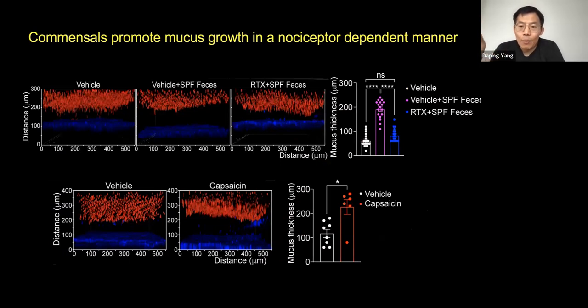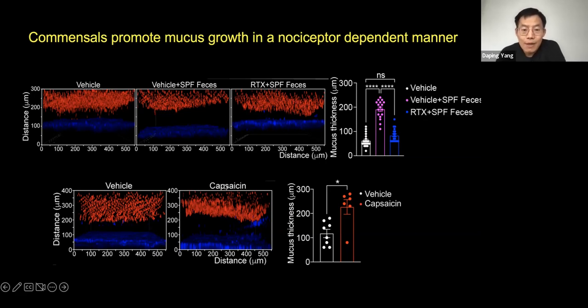Consistent with the CGRP upregulation, we also found that the mucus layer is increased after fecal transplantation from SPF mice to germ-free mice, and the mucus growth induced by fecal transplantation can also be blocked by RTX treatment, which demonstrates that the commensal cues can promote mucus growth in a nociceptor-dependent manner.